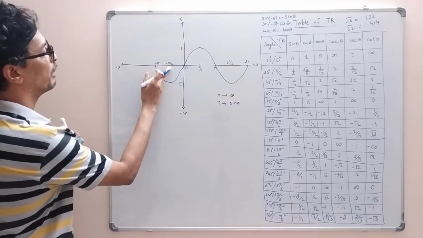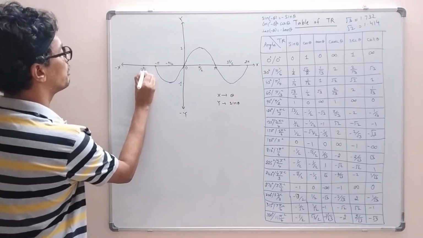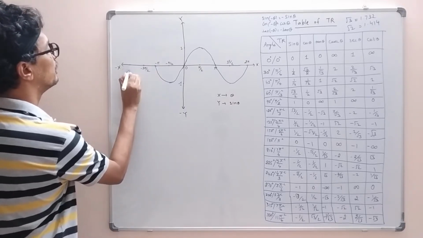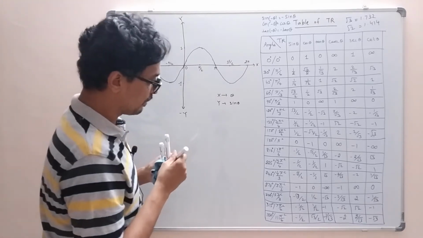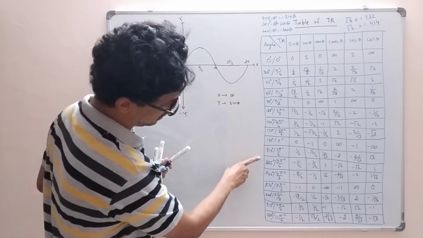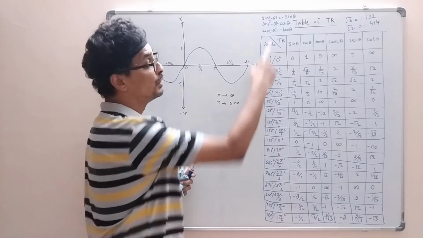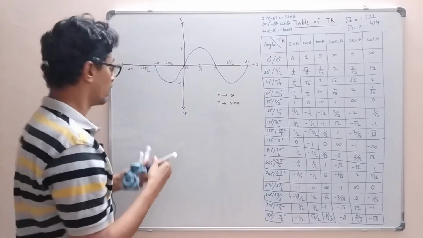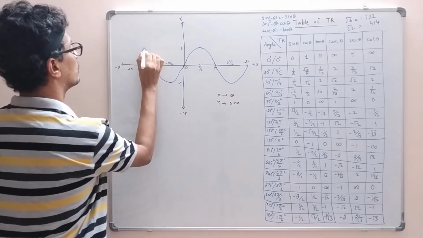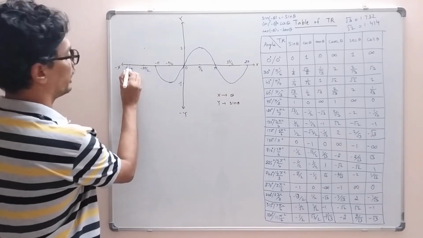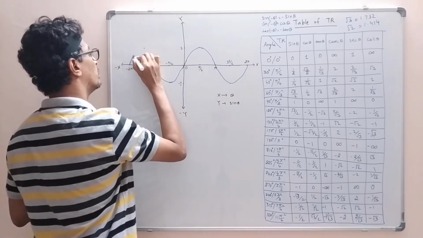Then let us go for the next one. After minus pi, I am going to plot minus 3 pi by 2 and then minus 2 pi. Where is 3 pi by 2? 3 pi by 2 here. Sine of 3 pi by 2 is minus 1, so sine of minus 3 pi by 2 will be equal to minus of minus 1. That is going to become 1. So this will be here 1. And then at minus 2 pi it will again be 0. So this is your sine.